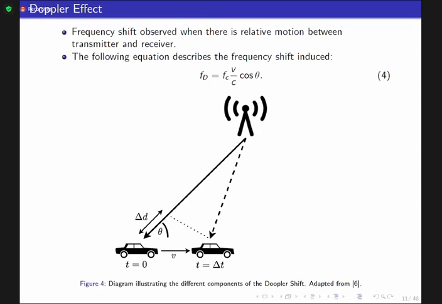Second phenomenon, the Doppler effect. You're probably very familiar with the Doppler effect, at least at a fundamental level. This is, of course, caused by a frequency shift when there's relative motion between transmitter and receiver. There's a very simple formula that's usually used to model the frequency shift that's caused.